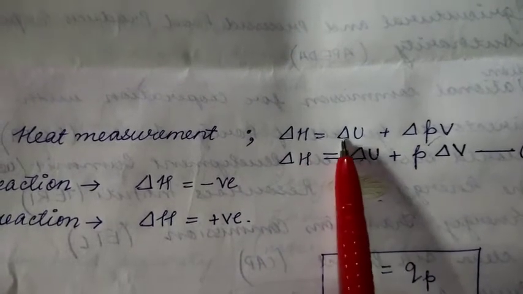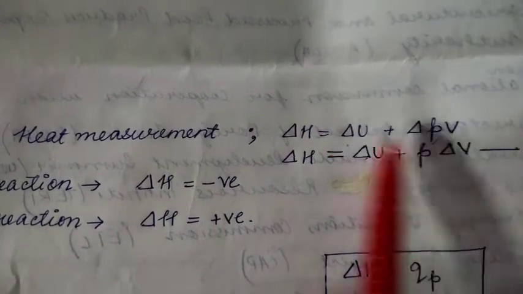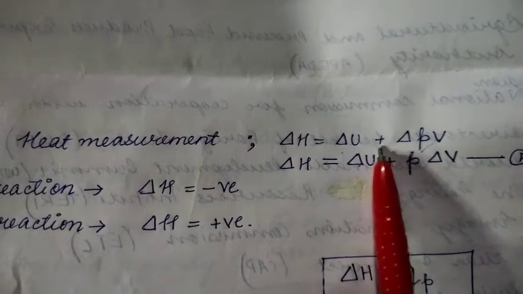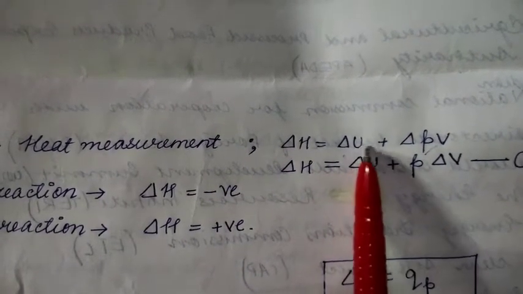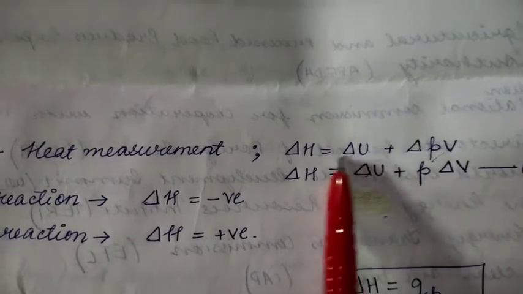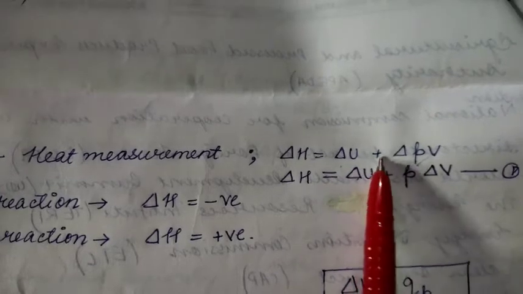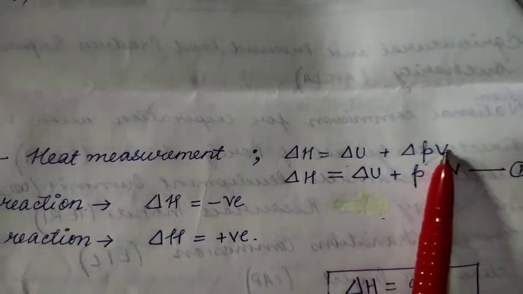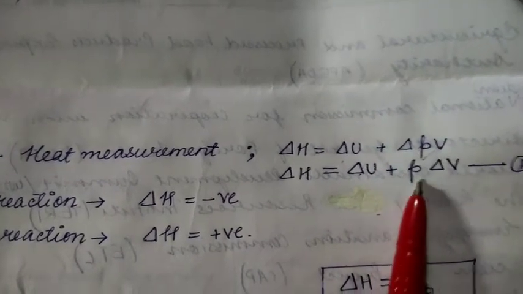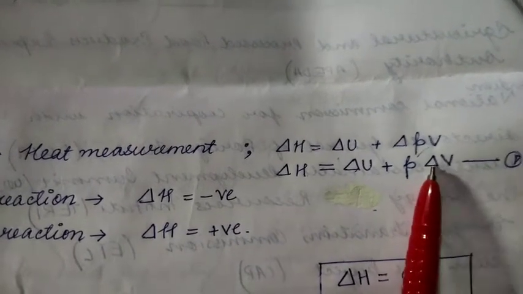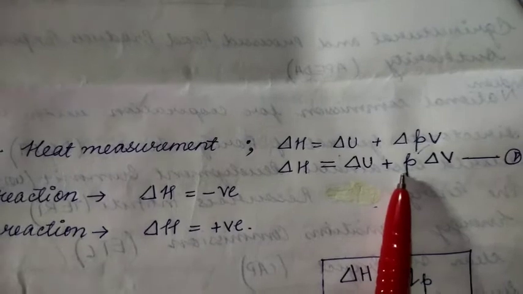Delta H equal to delta U plus delta PV. Delta U means change in the internal energy. We have already discussed the internal energy in the last classes. So change in enthalpy is given by change in internal energy plus change in pressure and volume. When pressure is constant, we need to describe only the change in volume. So delta V, P is constant. This can be marked as equation 1.